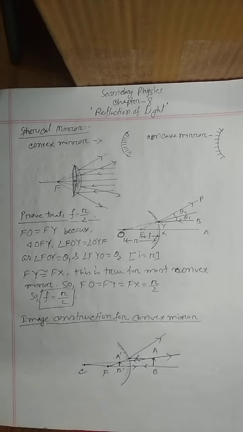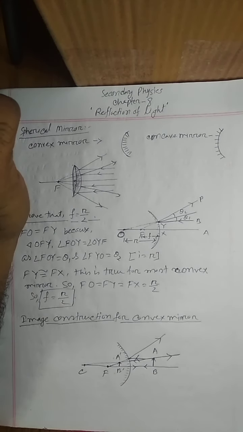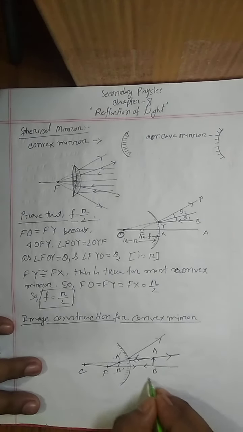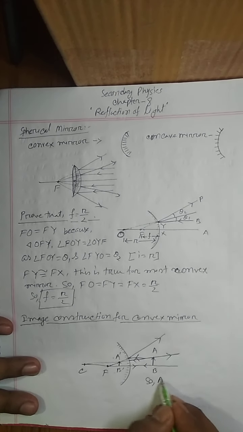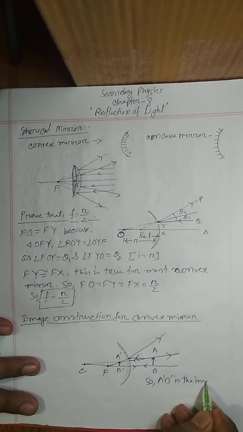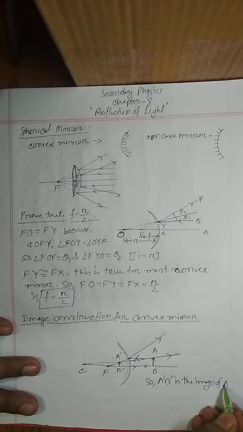It's very simple. We can draw three rays of light and their reflections, and we can get the image of any object. Okay. So A prime B prime is the image of AB.